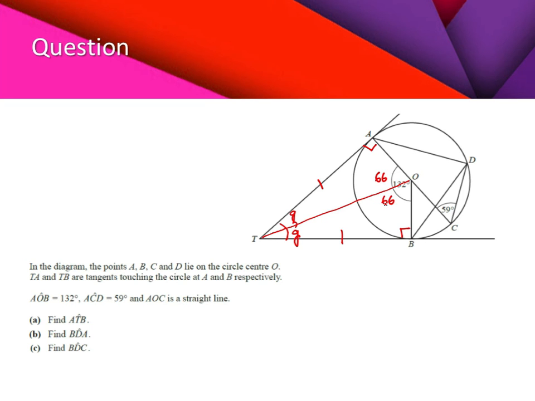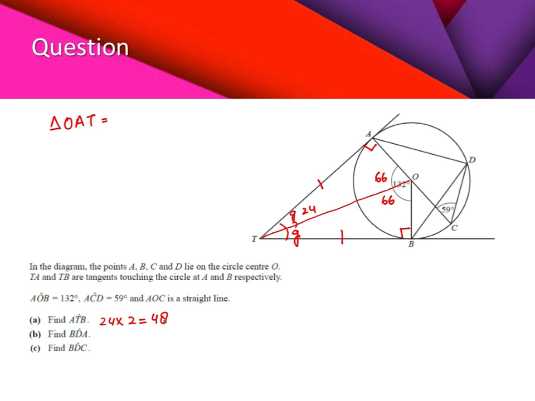So if we consider triangle OAT, we have two angles. If we subtract these two angles from 180 degrees, then we will get the third angle of the triangle. So this is 24. And if we multiply 24 by 2, then we will get the complete angle ATB. So 24 times 2 is equal to 48.